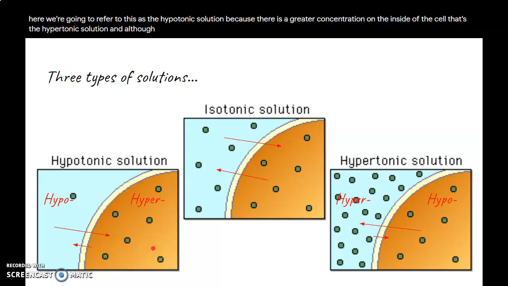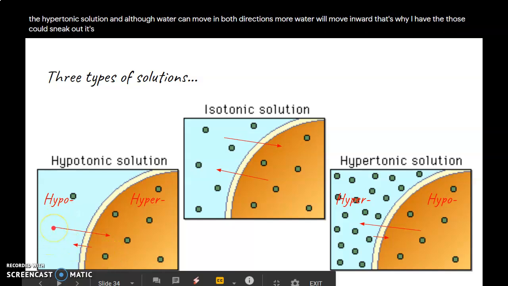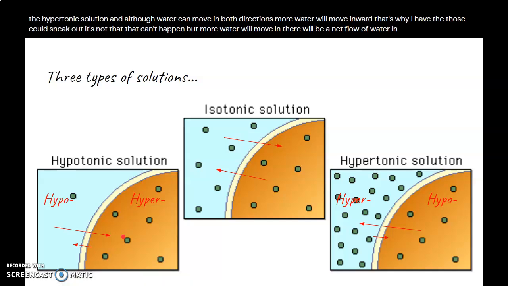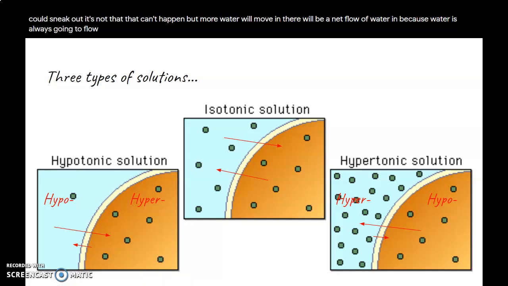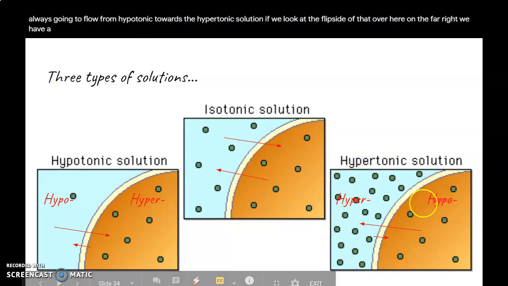And although water can move in both directions, more water will move inward. That's why I have the bigger arrow here. Yes, some water molecules could sneak out. It's not that that can't happen, but more water will move in. There will be a net flow of water in, because water is always going to flow from hypotonic towards the hypertonic solution.